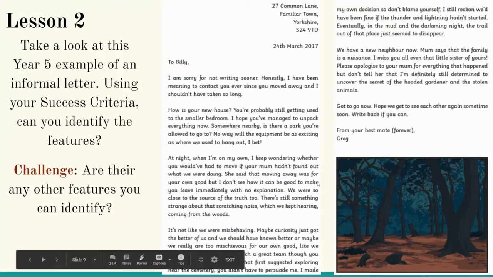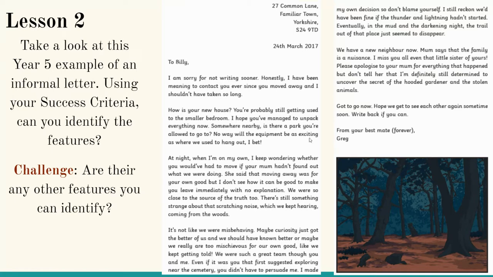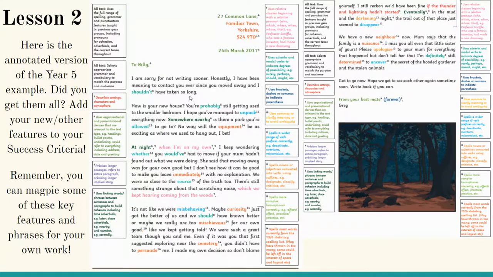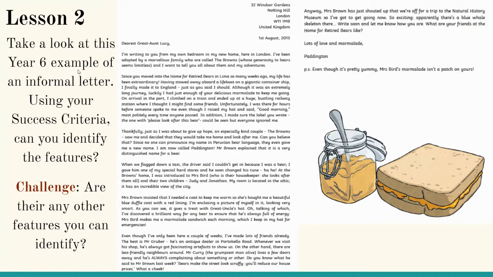So here is the Year 5 example. What I'd like you to do, please, is to identify the features in this. Now, obviously, I'm going to skip the next slide really quickly because that's going to show you the answers, but you should be able to identify, using your success criteria, all the features in this. As well as that, you've got the Year 6 example here, which is that 6/7 example I was talking to you about. Again, I'd like you to identify the features within this.